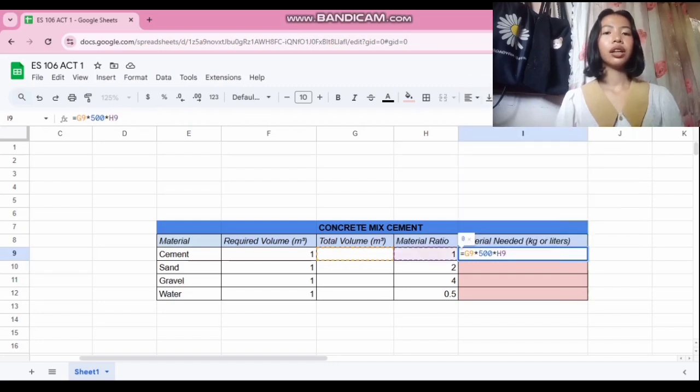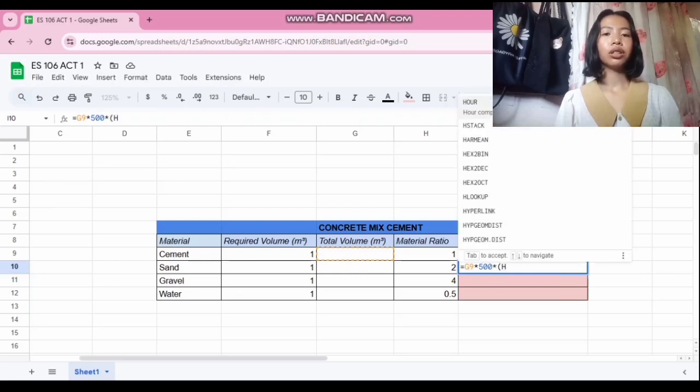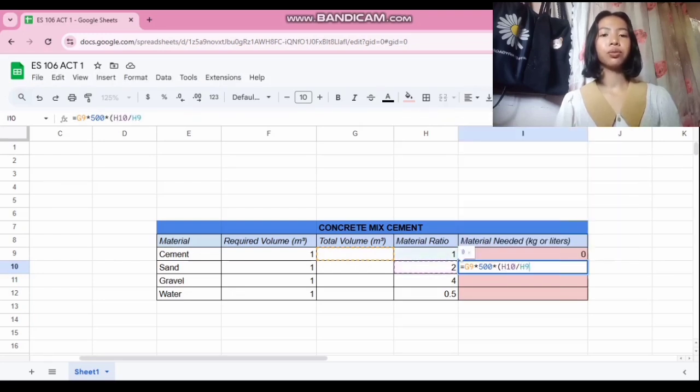For sand in cell I10, the formula is equal to G9 times 500 times H10 divided by H9. This calculation is similar, but it adjusts the amount of sand based on its ratio relative to cement. The formula for gravel in cell I11 is equal to G9 times 500 times H11 divided by H9, again adjusting based on the gravel ratio.